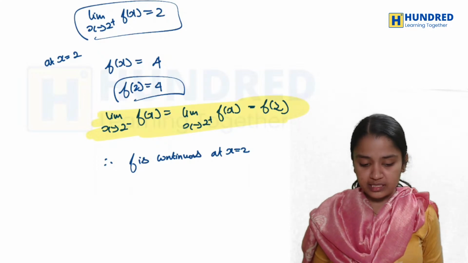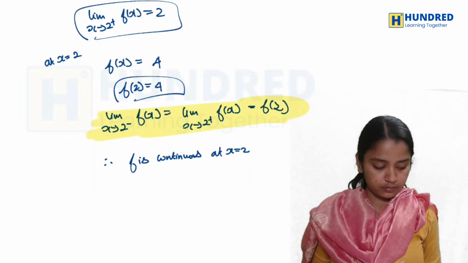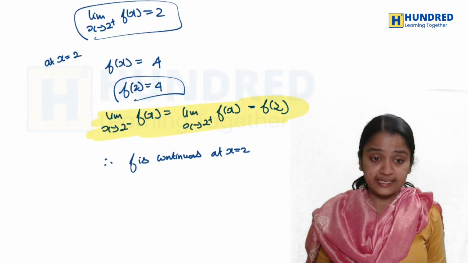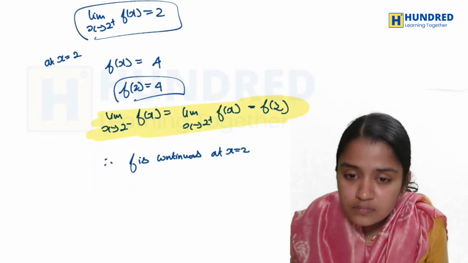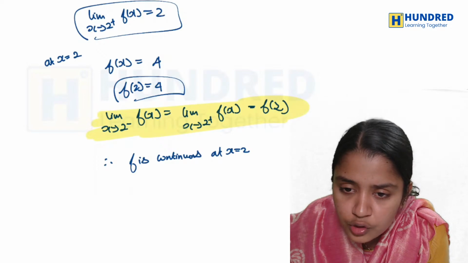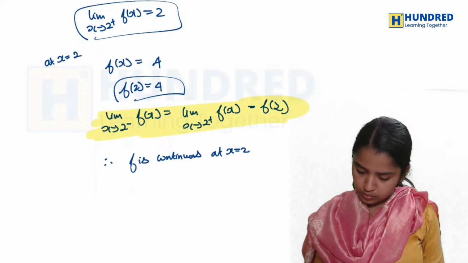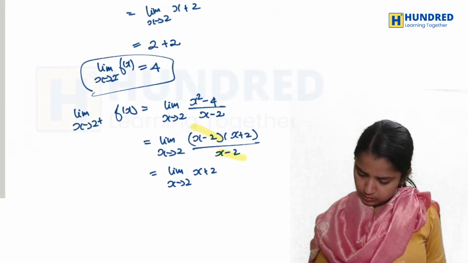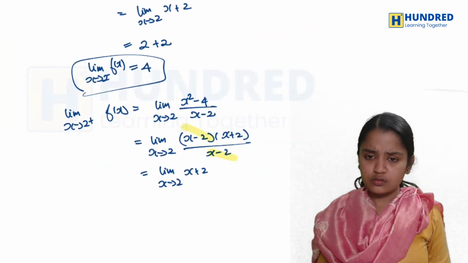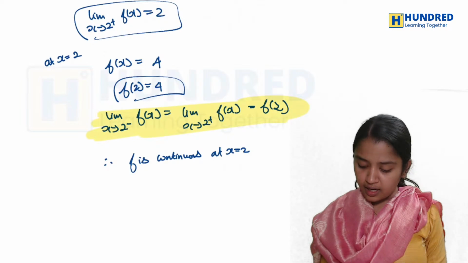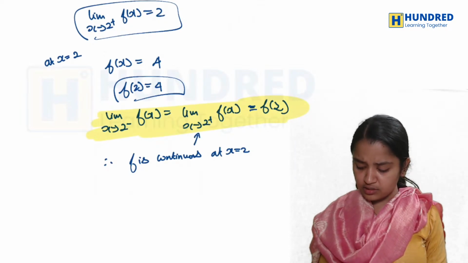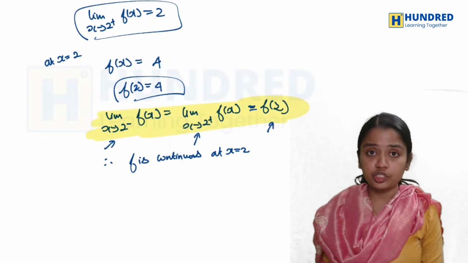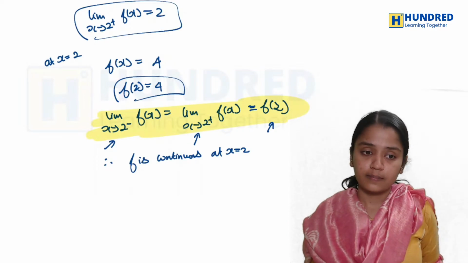Are you clear with the sum? Ma'am, you have written x plus 2. Where did I write x plus 2? Yeah, 2 plus. This is the right hand limit and this is my left hand limit. That will be equal to my function value at x equal to 2. Are you clear?